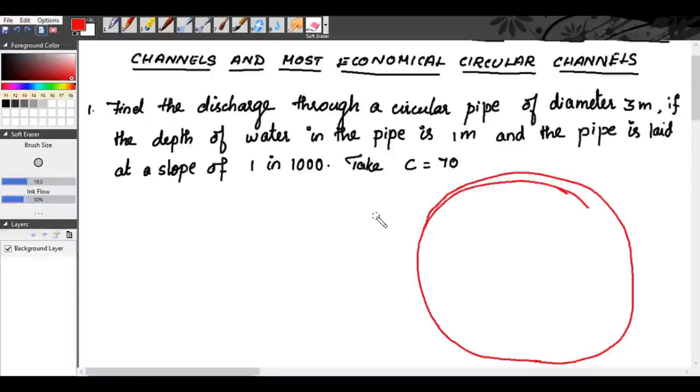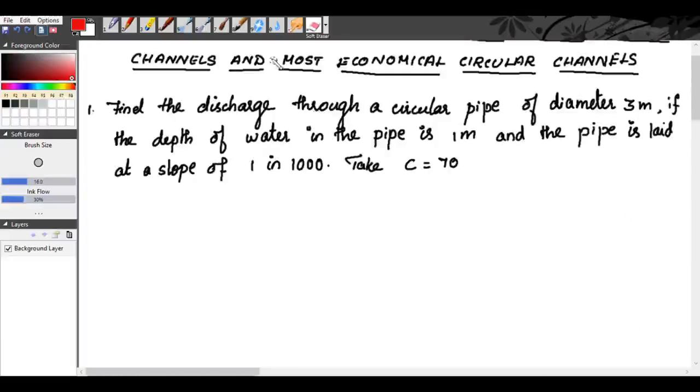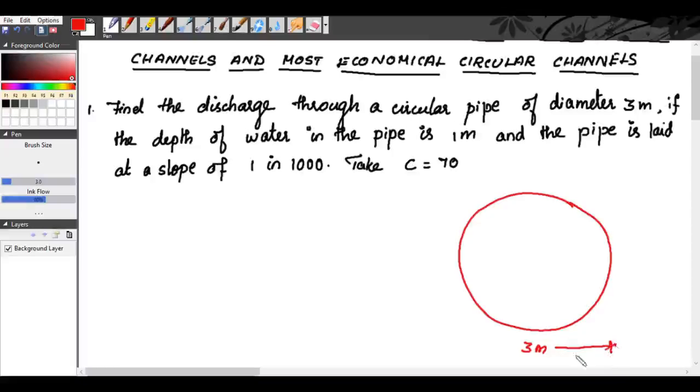We will draw a smaller section, otherwise while marking it will be difficult for you. So this is a circular section of the circular pipe. The diameter is given as 3 meter. Let us take the center point as O. Now the depth of water in the pipe is 1 meter. If the diameter is 3 meter, the radius will be equal to 1.5 meter.